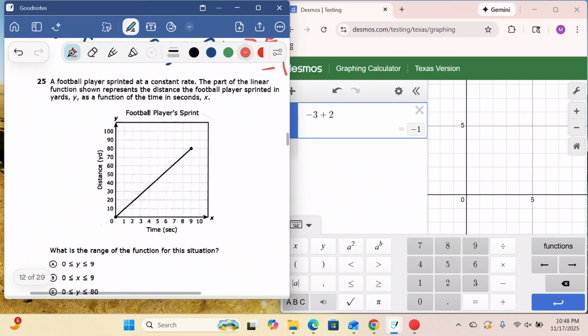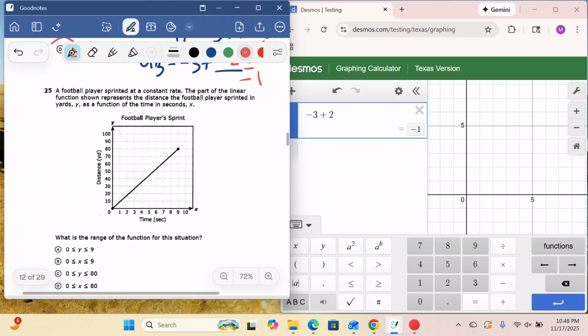Next one is a very easy, simple problem. It's a linear equation. And first we're going to discuss what the difference between domain and range is. Domain is your x's, and your range is your y.